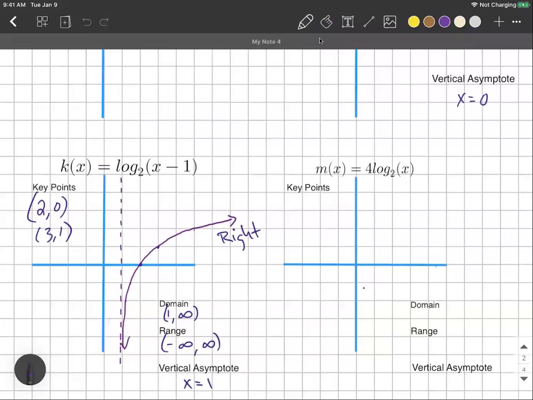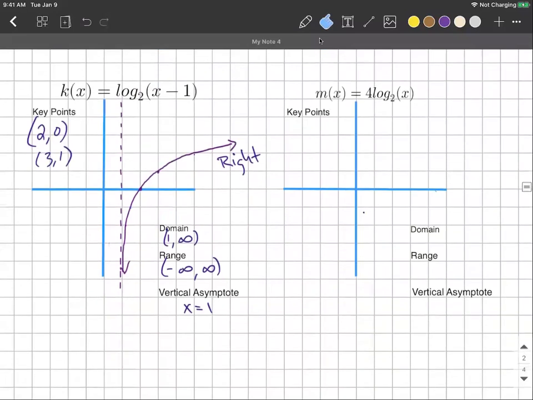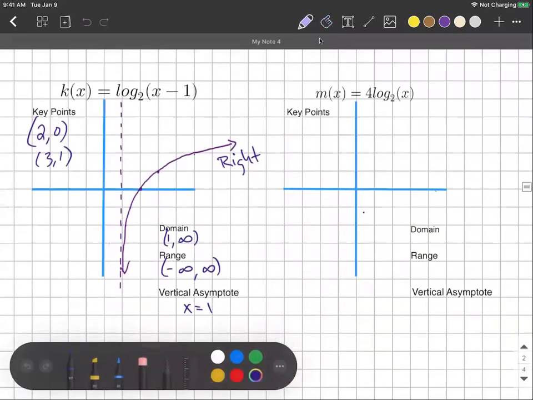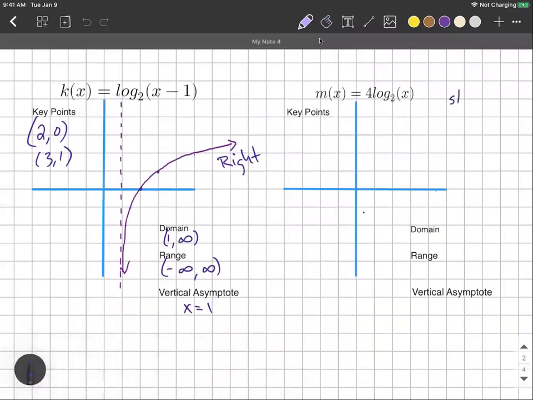All right, next up, we're trying to graph 4 multiplied by log base 2 of x. So in this case, what we're going to call this is a multiple of 4. That's going to be a stretch from our original graph. When it's a number bigger than 1 being multiplied, we call it a stretch. When it's a number between 0 and 1 multiplied by the entire function, we call it a compression.